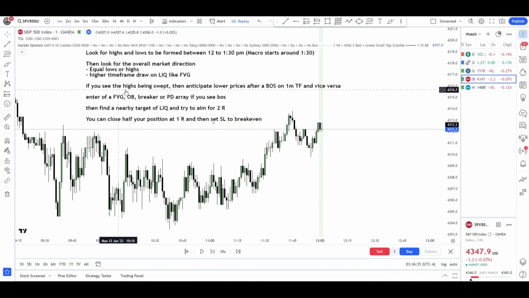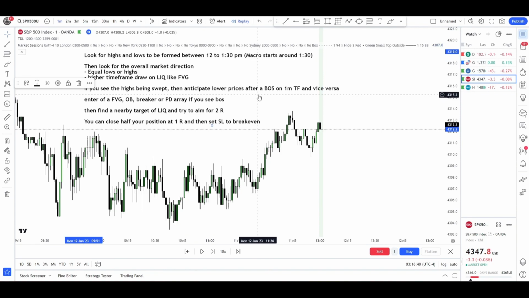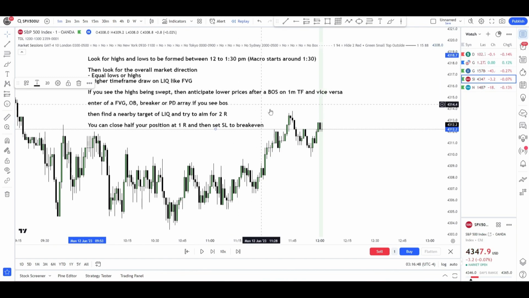So if you see the highs being swept that form between 12 and 1:30 p.m., then anticipate lower prices after a break of structure on the 1-minute time frame, and vice versa. If you see the lows being swept, then anticipate higher prices. When you see the break of structure happen, then enter off a fair value gap, order block breaker, or in a PD array.